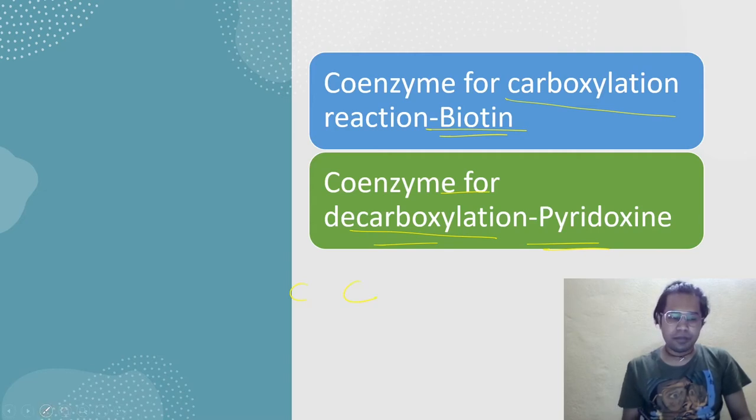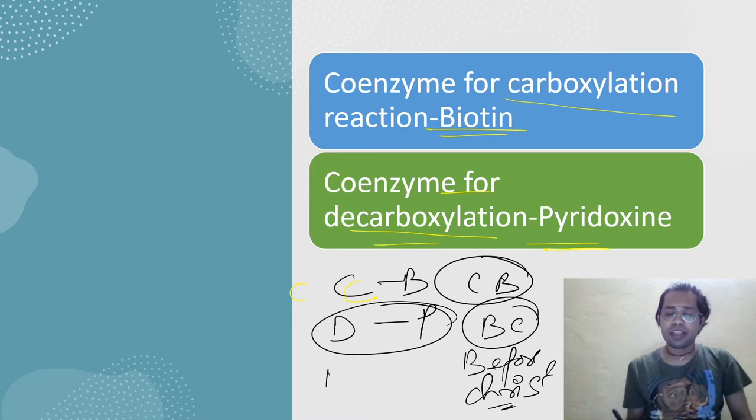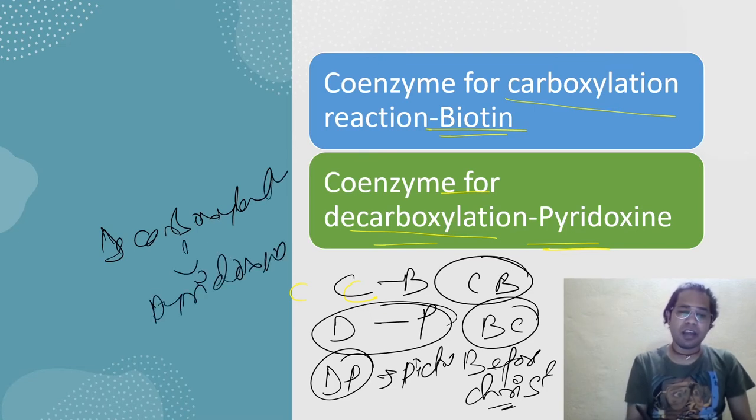So C, let me change the color of my pen, black will be better. Carboxylation B and decarboxylation P. CB you can remember, or BC before Christ, whatever you want to remember. BC, ACB, BC aata hai in alphabets. And DP, DP picture, you can remember. Okay, decarboxylation is done by pyridoxine and carboxylation by biotin. So yaad rakhna hai ye dono aapko.